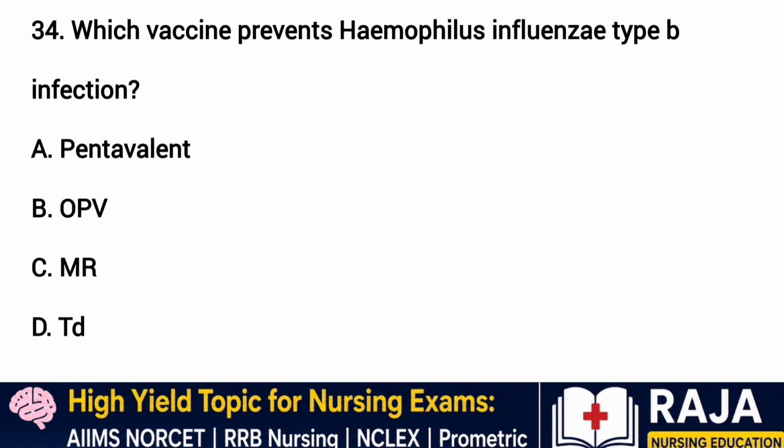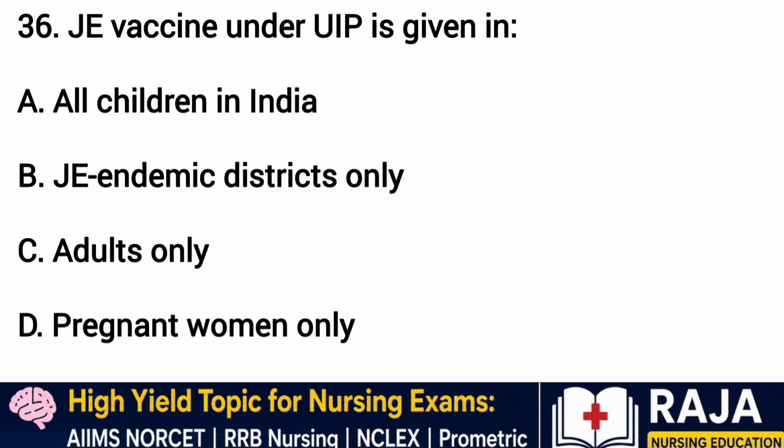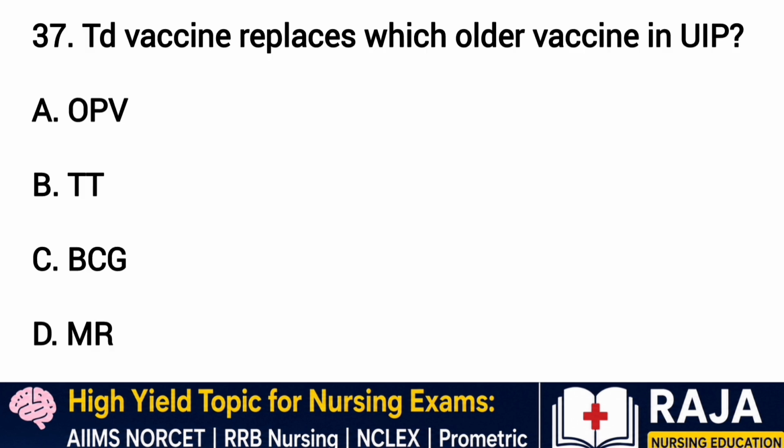Which vaccine prevents Haemophilus influenzae type B infection? The answer is A. Pentavalent. Booster dose of PCV is given at? The answer is C. 9 to 12 months. JE vaccine under UIP is given in? The answer is B. JE endemic district only. TD vaccine replaces which older vaccine in UIP? The answer is B. TT.